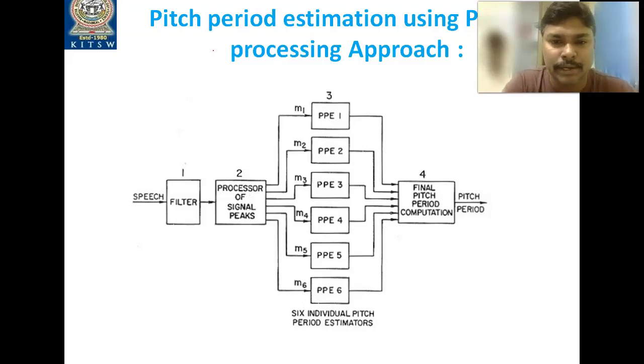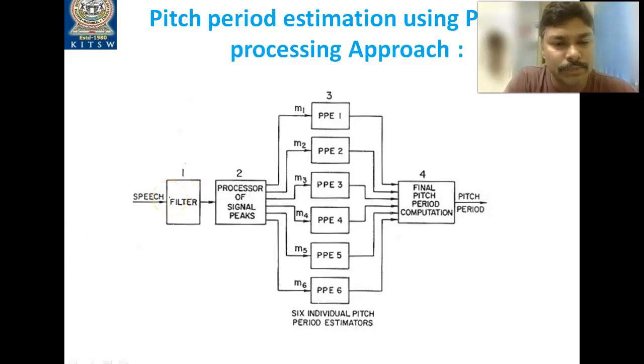Okay, that we can easily identify with the following block diagram. In order to understand it better, we need to divide it into 4 parts. The first part is a filter, the second part is the processor of the signal peaks, the third part is the 6 identical pitch period estimators we have taken, and the fourth one is the final pitch period computation. At the end of the fourth block we'll be calculating the pitch period of the corresponding speech signal that we have spoken.